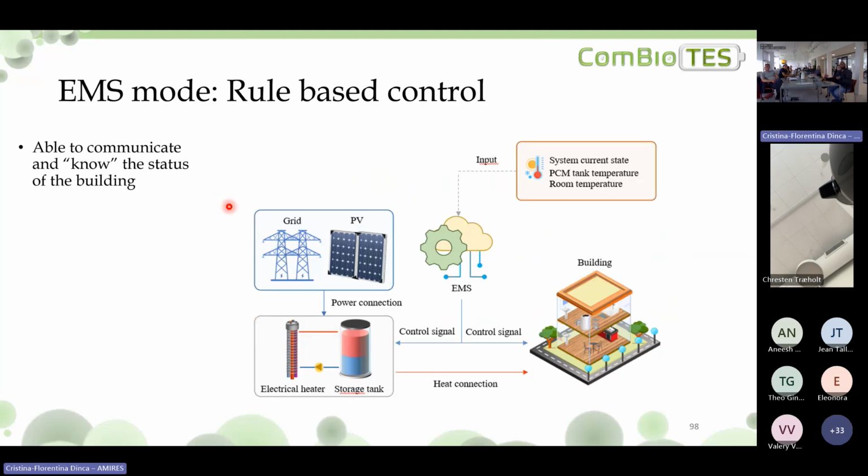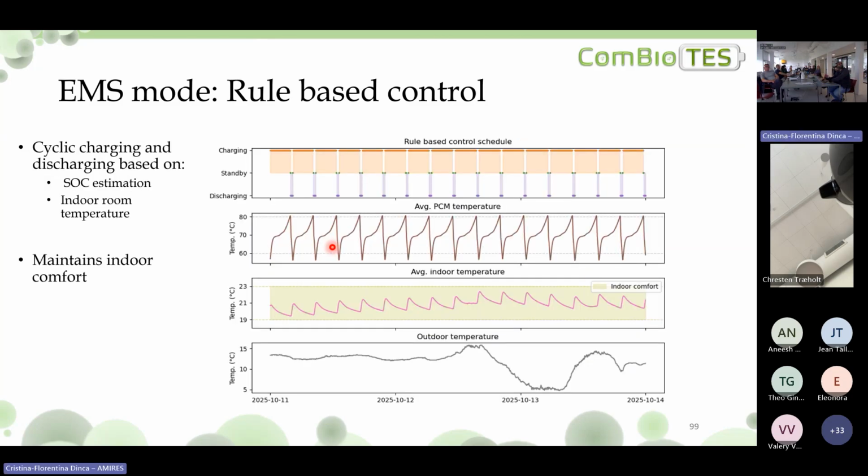Now we come to the EMS mode, which allows us to communicate with external entities. The EMS is able to take inputs not only from the storage tank, but also from the building, the room temperature signals, and then use this information to control both the charging of the storage tank and discharging to the building, so that indoor comfort is maintained.